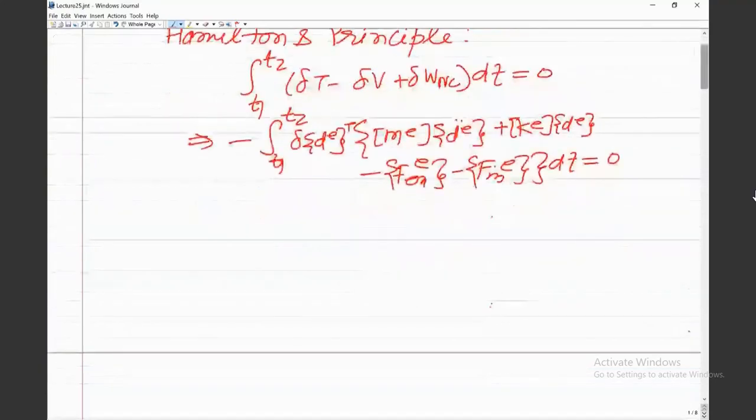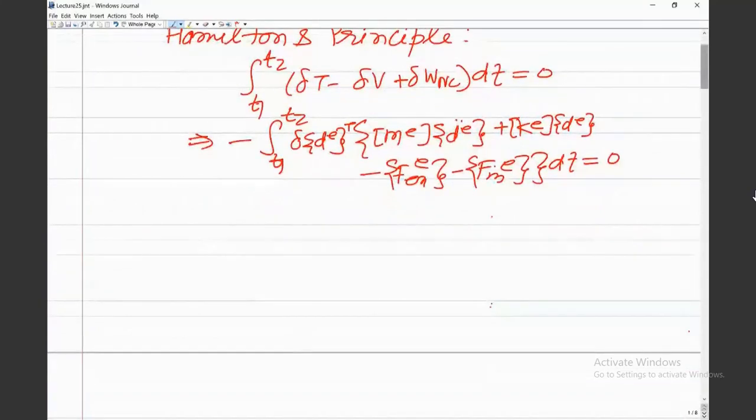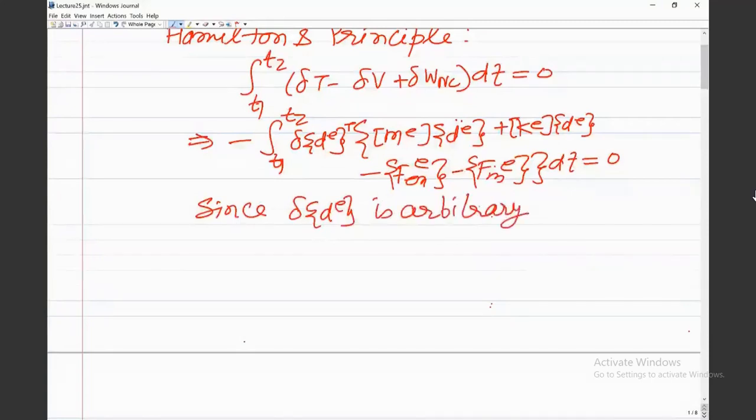We said that this integral has to be 0. For the integral to be 0, the integrand has to be 0, and the integrand is a product of two things, delta d transpose and the other terms. Since this should be 0 for arbitrary delta d, the other term has to be a null vector. Since delta d_e is arbitrary, the second term of the integrand has to be 0.